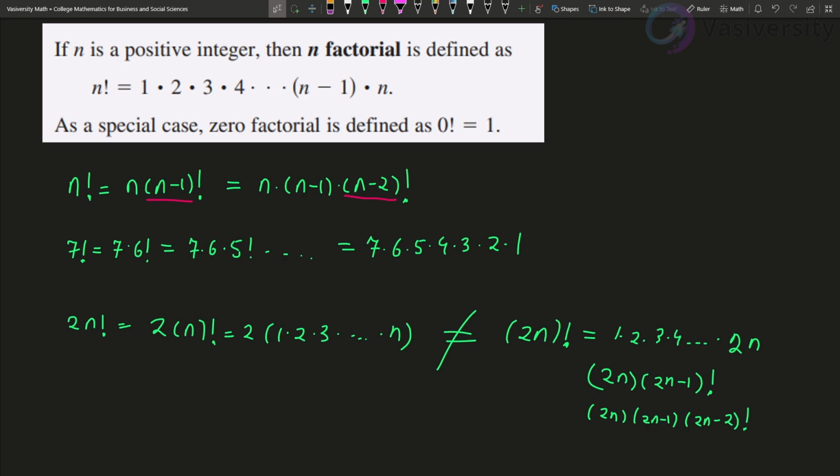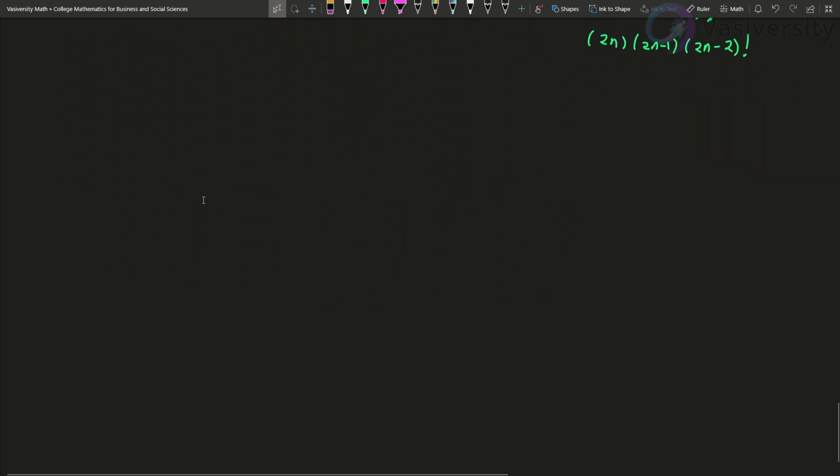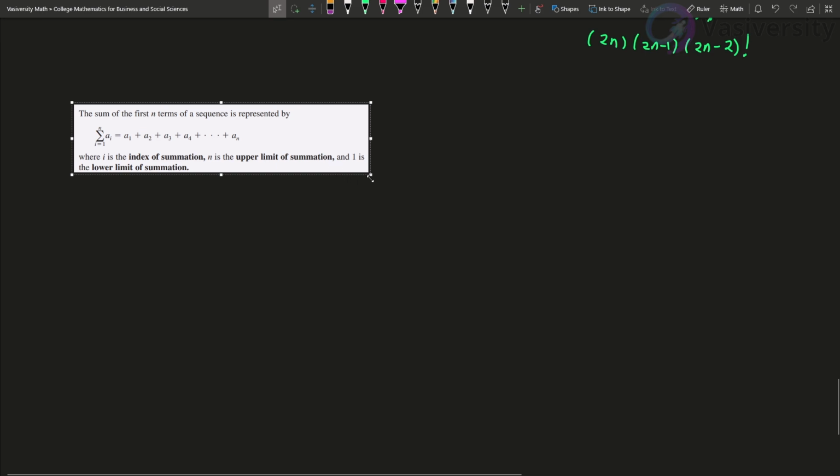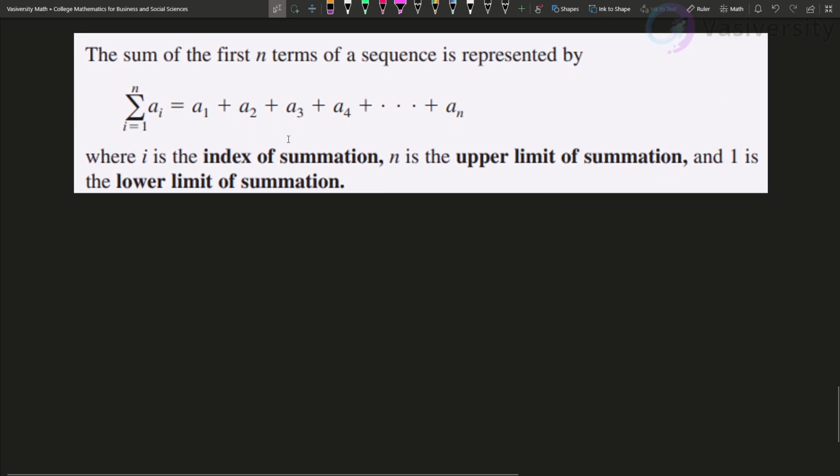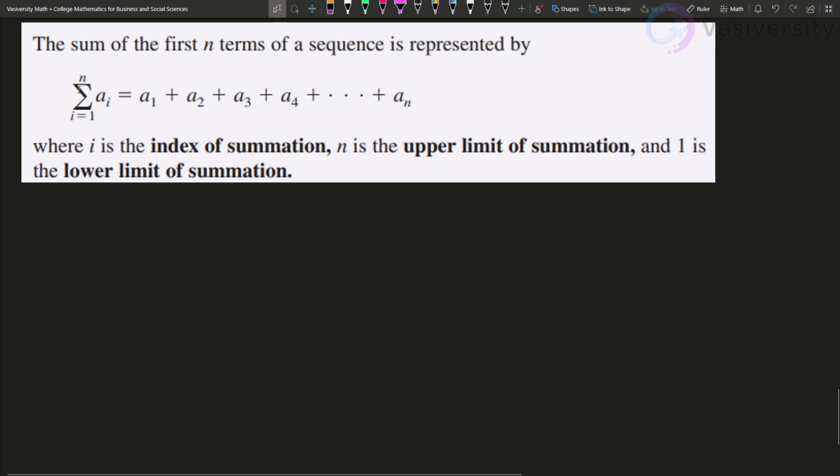So now let's move on to the summation part. Because we talked about sequences, we talked about factorials, we practiced some sequences. Now, let's define a summation. A sum of the first n terms of a sequence is represented by the following notation. This is a capital sigma. It represents a sum of an element a sub i, which is written as a sub 1 plus a sub 2 plus a sub 3 plus a sub 4 all the way to a sub n. Where i is the index of summation, n is the upper limit, and 1 is the lower limit. So we're starting from 1, ending at n.